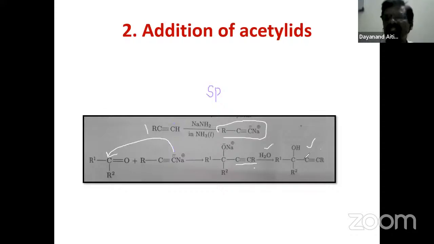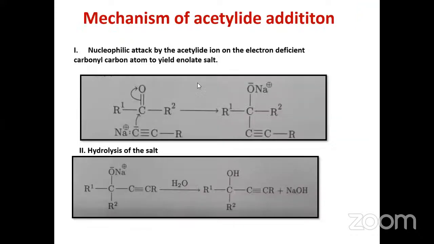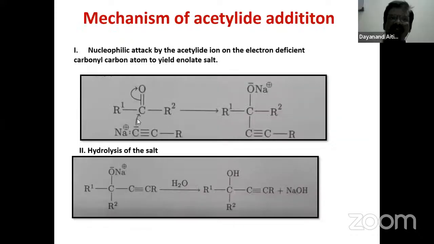We can increase the length of the carbon chain. The carbon chain length is increased. You see here the nucleophile is created. This is added in the first step to the electron deficient carbonyl carbon atom to yield an enolate salt. There is an enol, that is, a triple bond is there. If this salt is converted on hydrolysis, we will get this alkyl derivative.